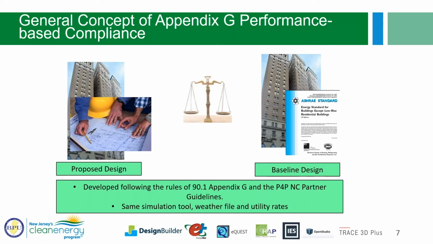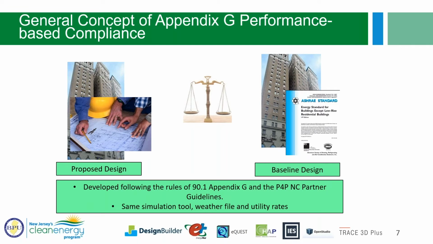So with the Appendix G performance-based path, we have two models. Instead of, like with the BEQ path, we've got our one proposed design model, for Appendix G, we have two models. We have a model of the proposed design, which is essentially the model as designed. So the different aspects of the design that are within the design documents and specifications are captured in the model, and that's our proposed design model. Then we have our baseline design model, which is created based upon the rules of Appendix G.